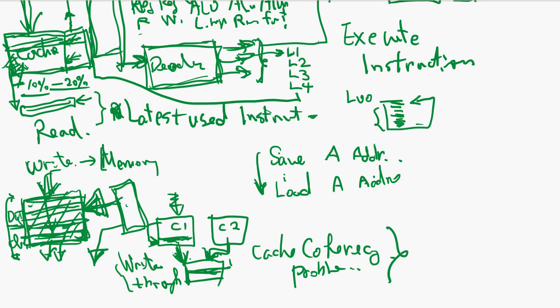starts initiating a write back. Write back means writing into this memory. This is called the write back cache. So I told you cache is the complicated part of the CPU design.